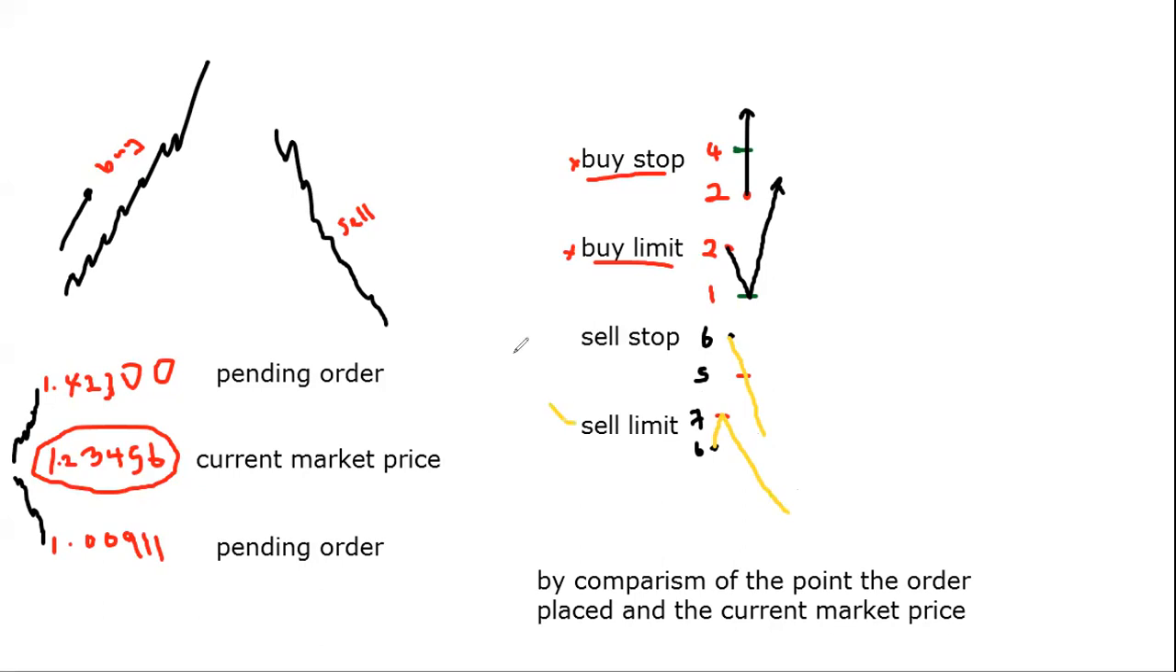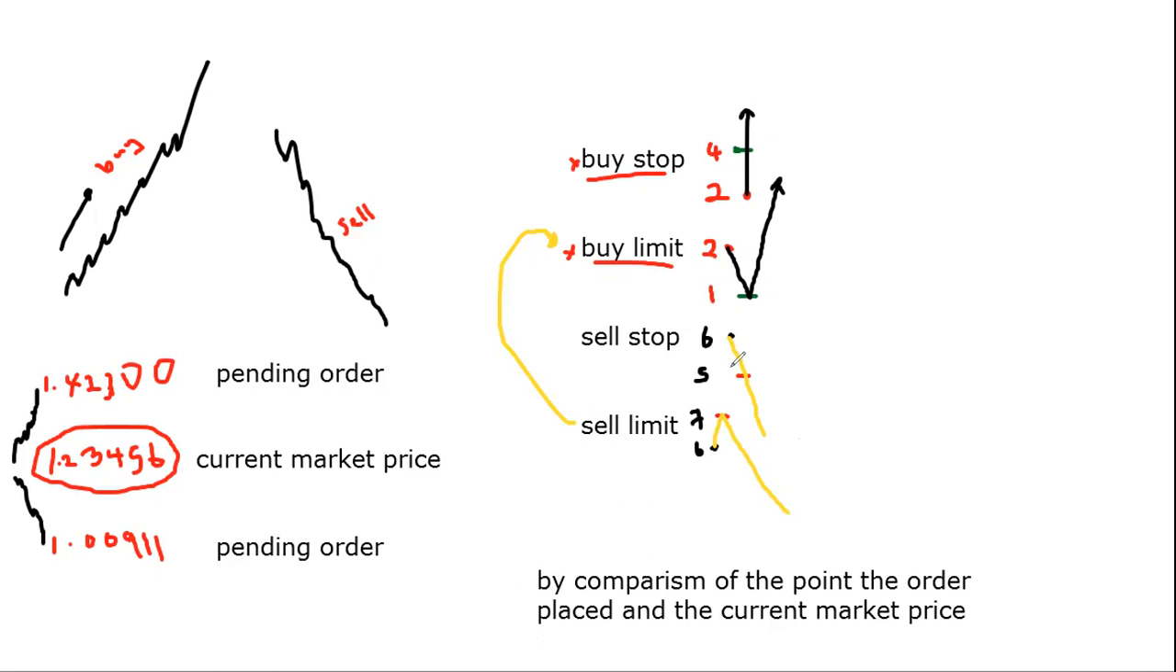So sell limit and buy limit have some similarity, as you know. Buy limit, I want it to come down before it goes up. Sell limit, I want it to go up before it comes down. And then buy stop and sell stop have some similarity. Buy stop, let it just keep going up. Sell stop, let it just keep coming down.